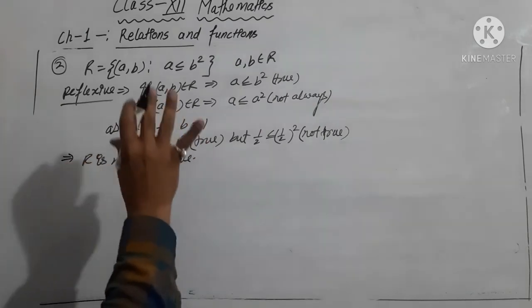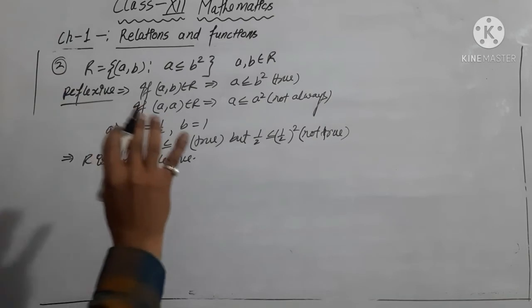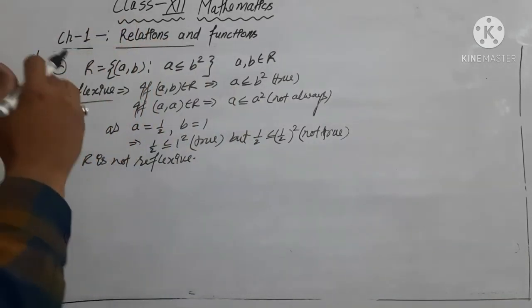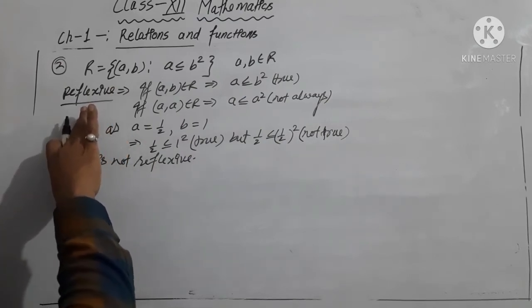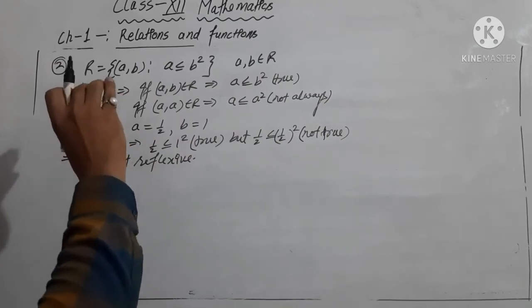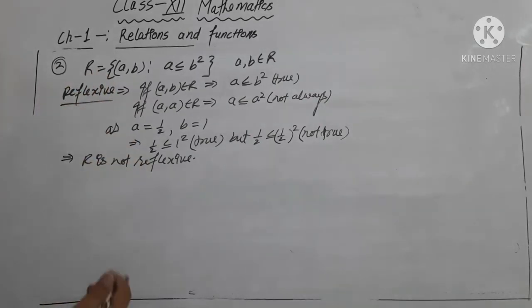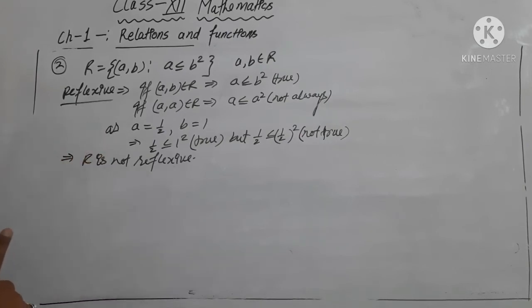Here we have given an example because the condition is false. If the condition is false, then we have to give an example. If the condition is true everywhere, then you are not required to give any example. You will only write the conditions for reflexivity, symmetricity and transitivity. But if the condition is false, then we have to give at least one example.